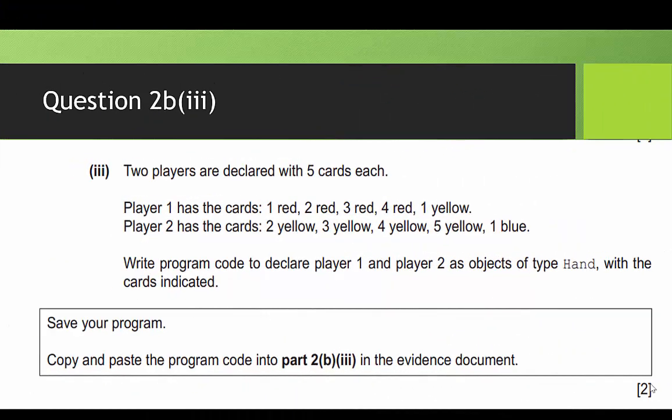Part 3: 2 players are declared with 5 cards each. Well, they have to be because our constructor takes 5 parameters, c1, c2, c3, c4, c5 that we just wrote. Player 1 has the cards 1 red, 2 red, 3 red, 4 red, 1 yellow. Player 2 has the cards 2 yellow, 3 yellow, 4 yellow, 5 yellow, 1 blue. Write program code to declare player 1 and player 2 as objects of type Hand with the cards indicated. Not a problem. Let's go ahead, swing over, and pick up those 2 points.